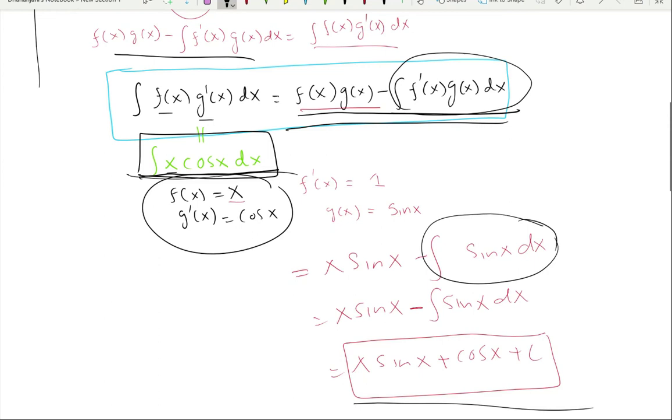In the next video I will discuss more about integration by parts. I will discuss the common mistakes that you make, which is very important to learn.